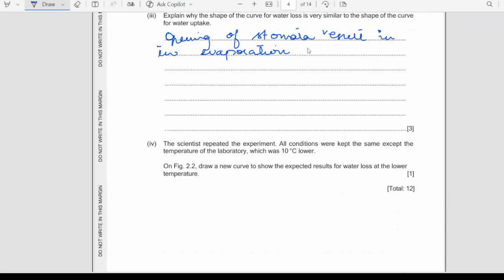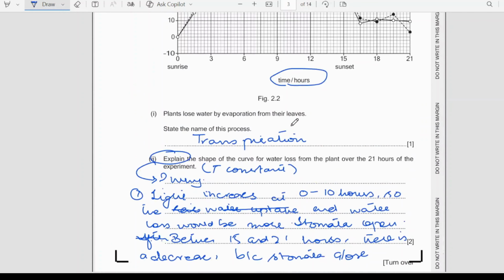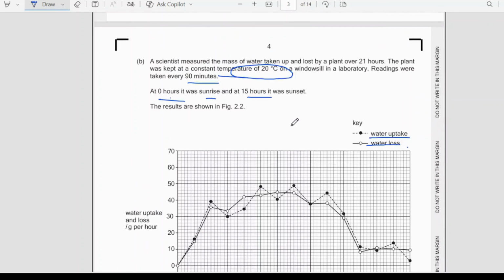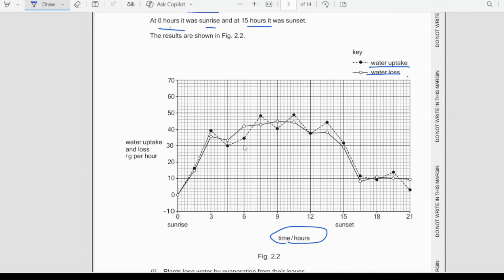The scientists repeated the experiment. All conditions were kept the same except the temperature. So temperature is different, which is lower than 10 degrees Celsius. On figure 2.2, draw a new curve to show the expected result of water loss at the lower temperature. What do you think? If the temperature is less, then where would the curve be? Less, exactly. So we would make something like this.